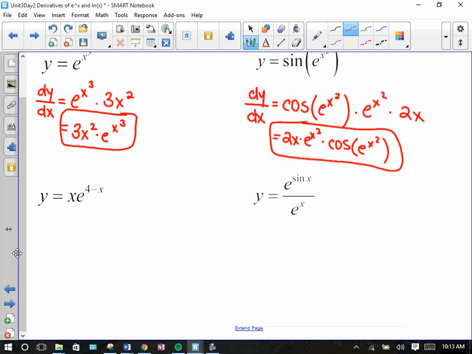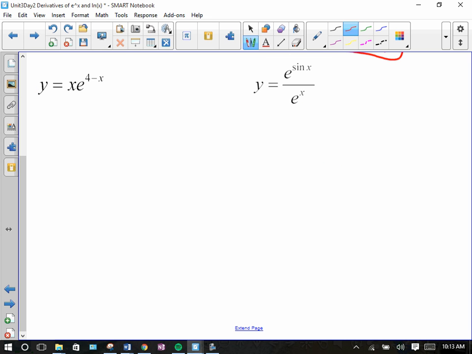Alright, so the next one is the product rule, right? It's going to be dy/dx, product rule. So this is u, and that's v. So it's going to be u times dv. So it's going to be e to the 4 minus x power times, what is the derivative of 4 minus x? Correct.